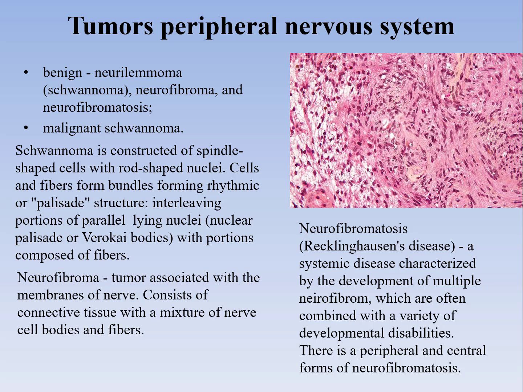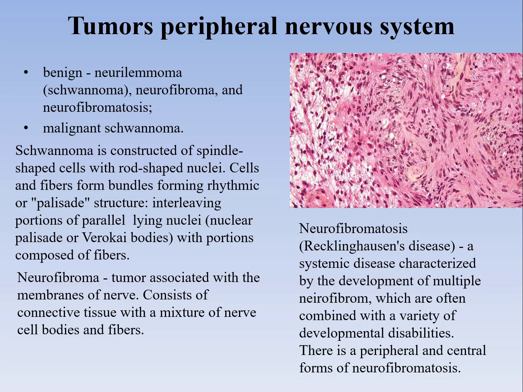Benign lipoma or schwannoma, neurofibroma and neurofibromatosis, and the malignant variant named malignant schwannoma. Schwannoma is constructed of spindle-shaped cells with rod-shaped nuclei. Cells and fibers form bundles creating palisade structures, interleaving portions of parallel-lying nuclei, nuclear palisades or Verocay bodies, with portions composed of the fibers.